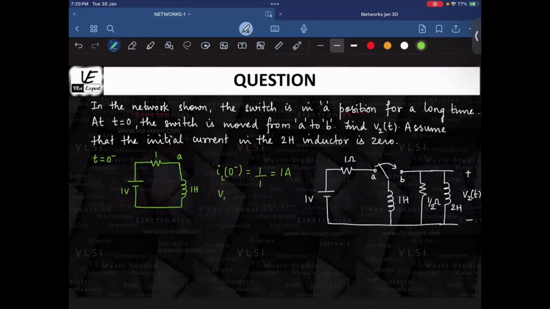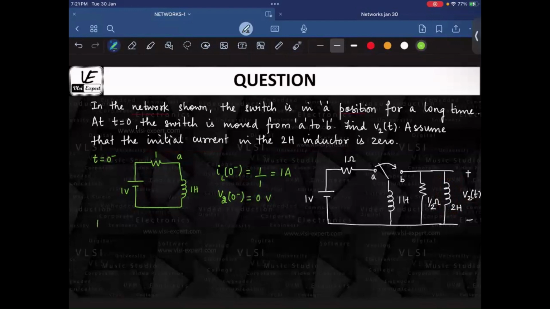And what will be V2 of t? Because you see here, the initial current in the 2 Henry inductor is 0. What will be the drop across this inductor? 0. So V2 is also 0. Is it making sense? Yes, ma'am.